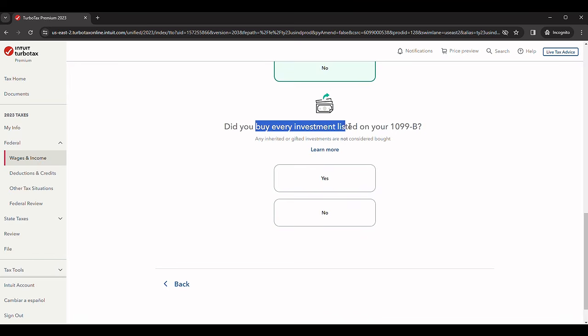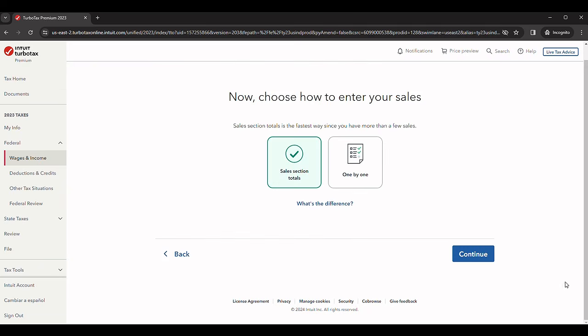Did you buy every investment listed on your 1099-B? They're asking this because they want to calculate your gain or loss. In order to do that, they need to know how much you got it for, your cost basis. And that can be affected if you inherited or were gifted the investments and you did not pay anything. So did you buy every investment? Yeah. Now choose how you want to enter your sales. You could just write in the summary, the totals. That's what I would do.